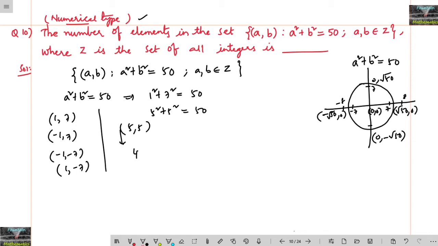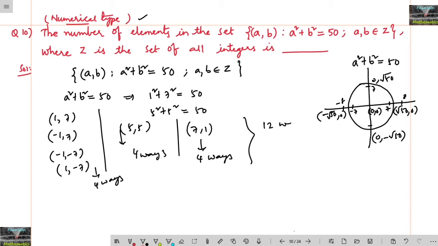Okay, and the next case, 7 comma 1 also we can consider. So plus 7 comma plus 1, minus 7 comma minus 1, we can go with again 4 ways. Here 4 ways are there, here 4 ways are there, and here also total 4 ways are there. So put together, how many are there? 4 plus 4 plus 4, 12 ways. Means 12 possibilities are there. So the required number of elements is nothing but 12. We can give the answer 12. Clear? Next question.